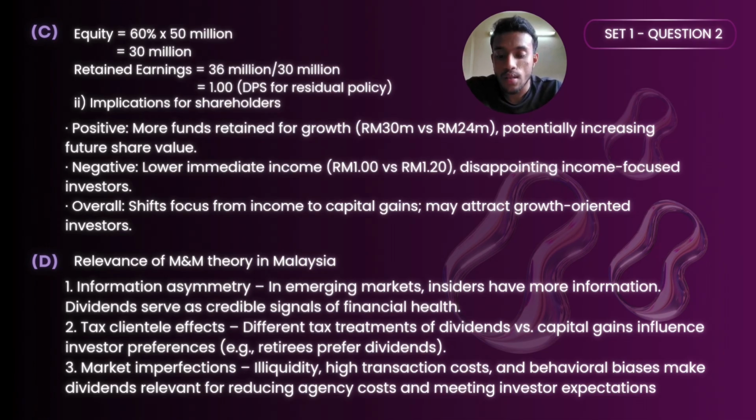And in the next section, which is D, relevance of M&M theory in Malaysia. There are three main relevances. The first one is information asymmetry. In emerging markets, insiders have more information. Dividends serve as credible signals of financial health. The second one is clientele effect. Here, different tax treatment of dividends versus capital gains influences investors' preference. For example, retirees prefer dividends.